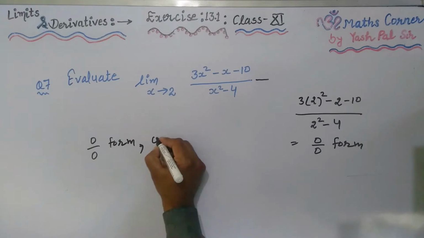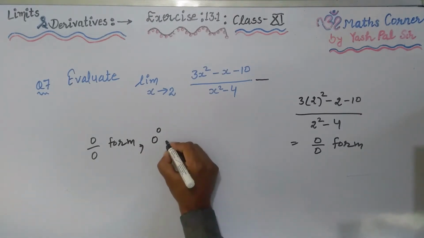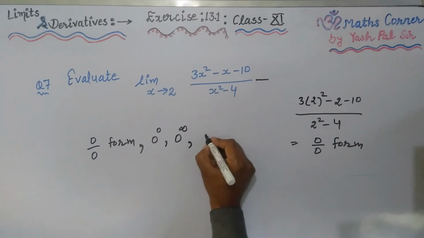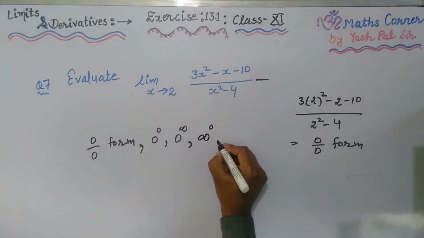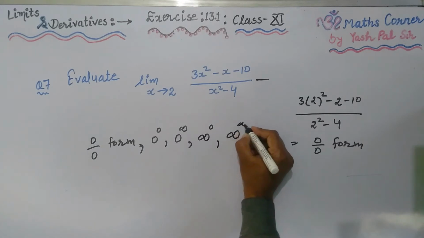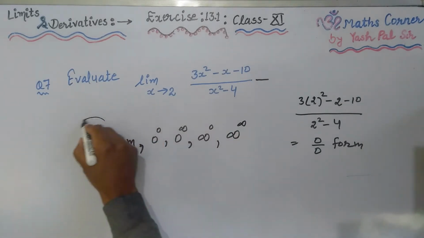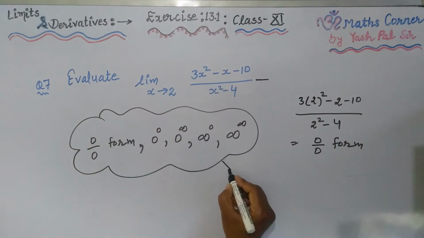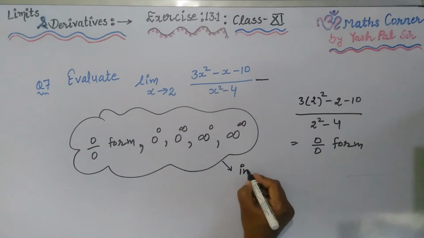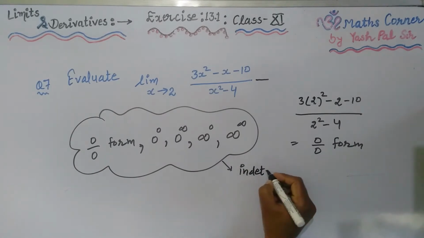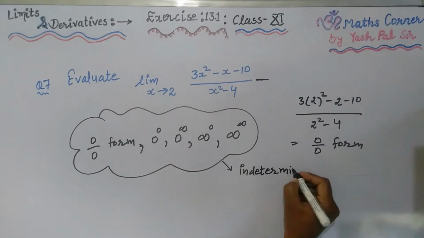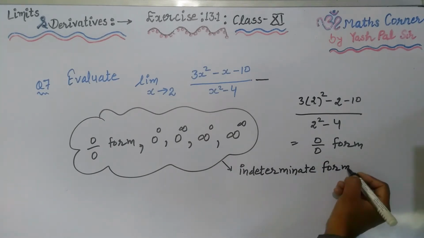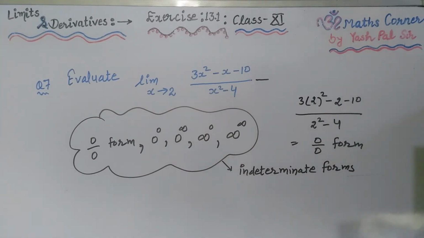So my dear students, what we say, 0 divided by 0 form, or 0 raised to power 0, or 0 raised to power infinity, or infinity raised to power 0, or infinity raised to power infinity, all these forms are called indeterminate forms. What is the meaning of indeterminate forms?